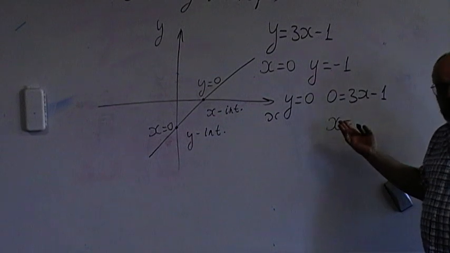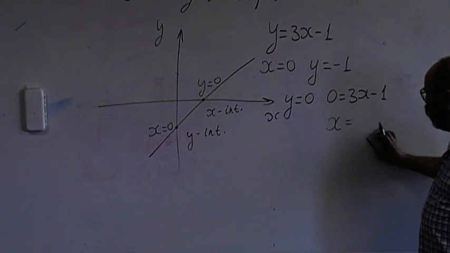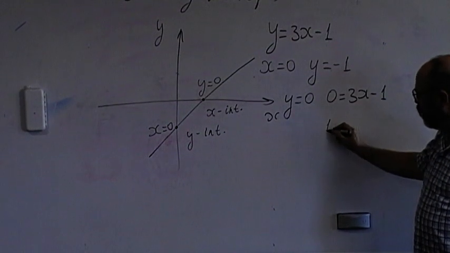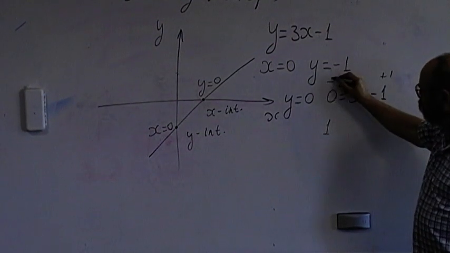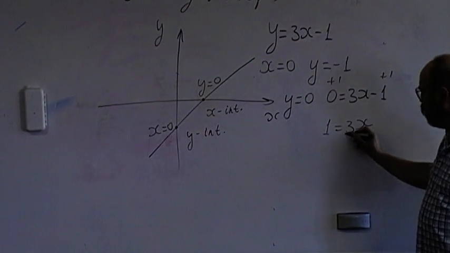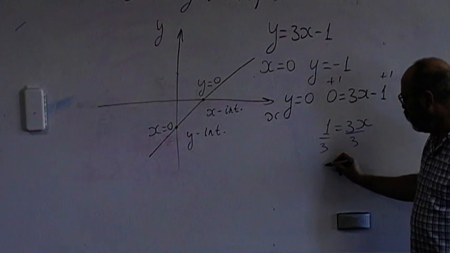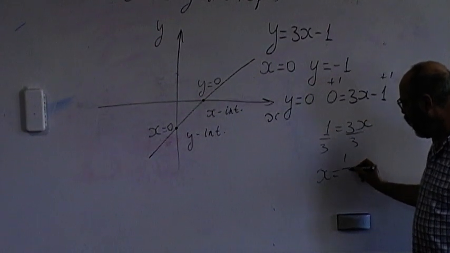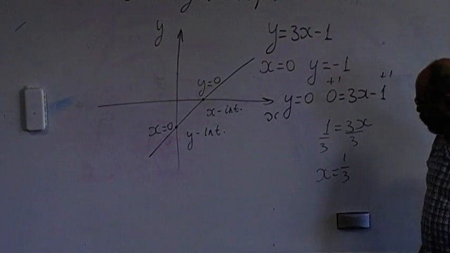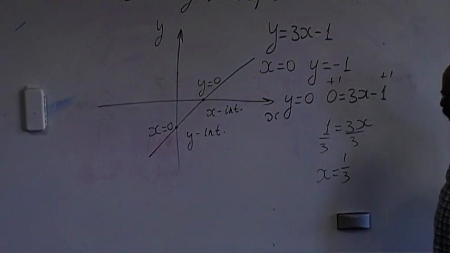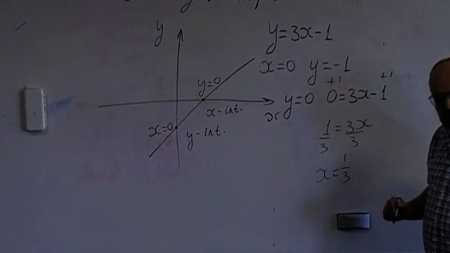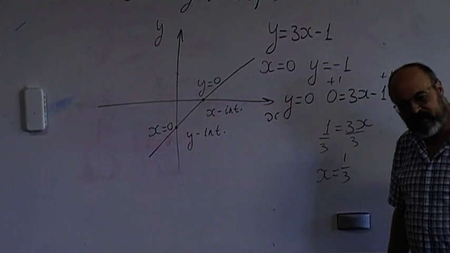You forgot how to solve a basic equation. You make x on one side, so we move 1 to the left, plus 1, plus 1, get 1 equals 3x. Then to get x we divide by 3, x equals 1/3. Why are we dividing this by 3? Because what is 3 divided by 3? 1. It cancels out.